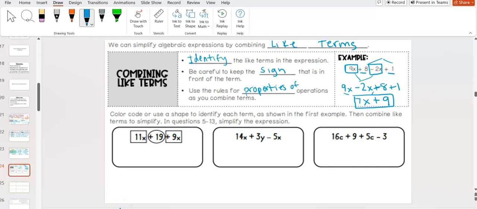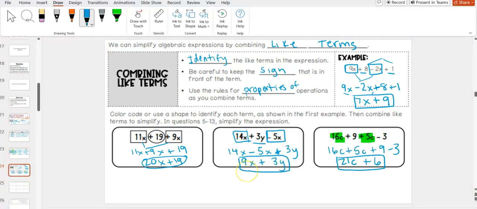All right, so we're going to do this again. So you can see here, again, they're using that to identify it, and then we're going to combine them. So 11x and 9x, plus 19. So now we can do 20x plus 19, and that is my simplified problem. So try the two on this page and come back and check in.